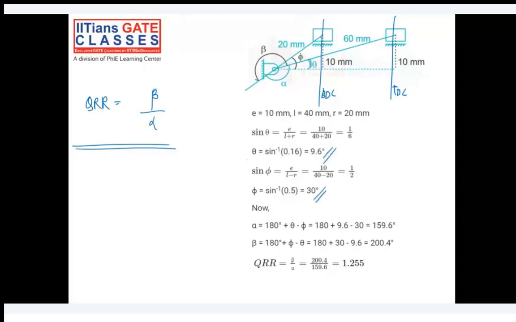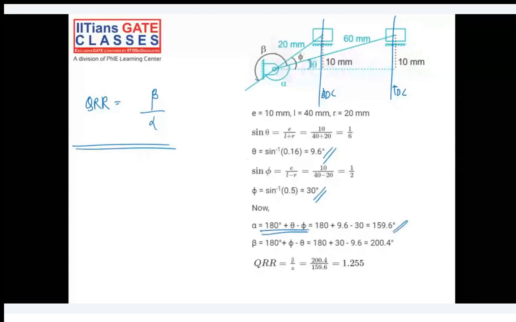And about the beta, beta is 180 plus phi minus theta, right? 180 plus 30 minus 9.6, and that will end up as 200.4 degrees. So 200.4 divided by 159.6 degrees will give you 1.25.